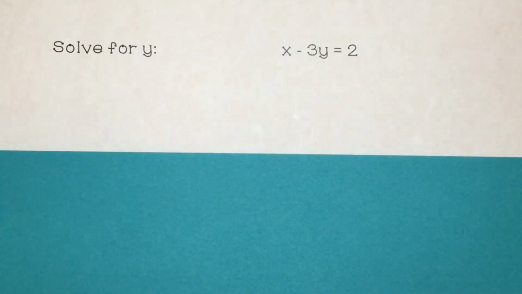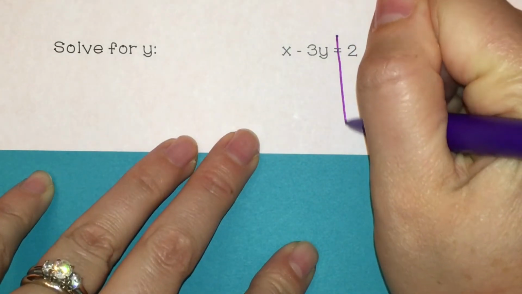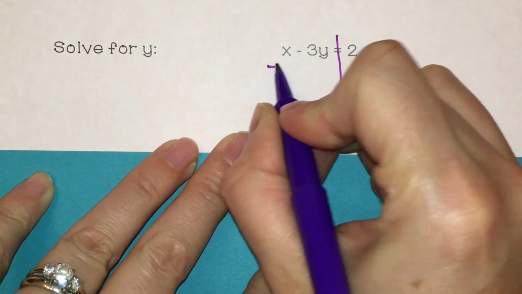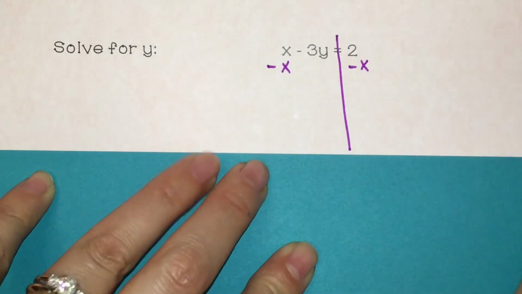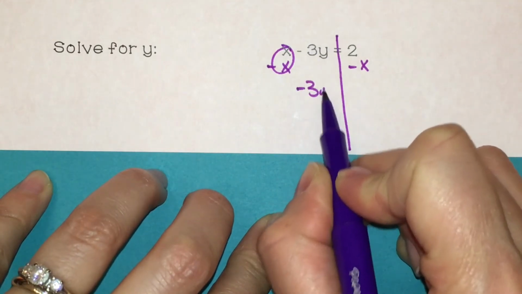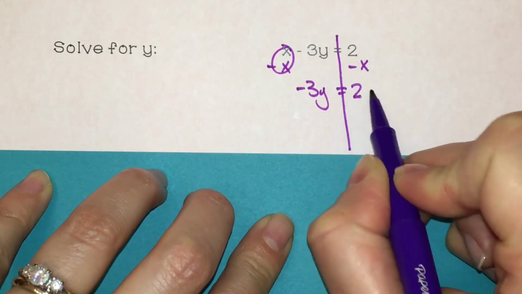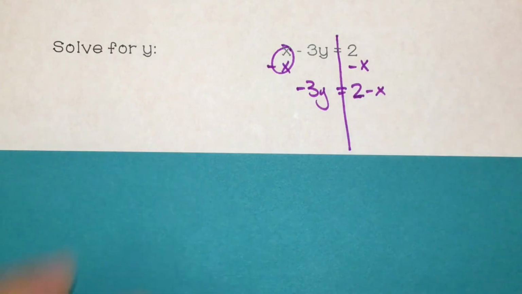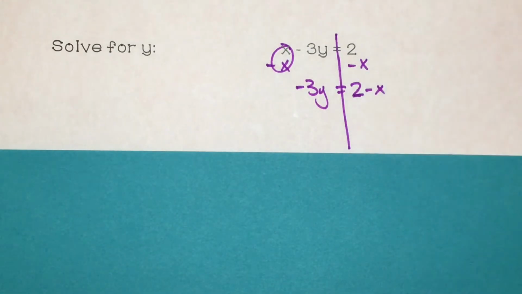All right, first one, we're going to solve for y. Have to get rid of the x, it's positive x, so opposite is minus x. X minus x is 0, so we're left with negative 3y equals 2 minus x. Remember, we can't combine them, so it just stays as 2 minus x.